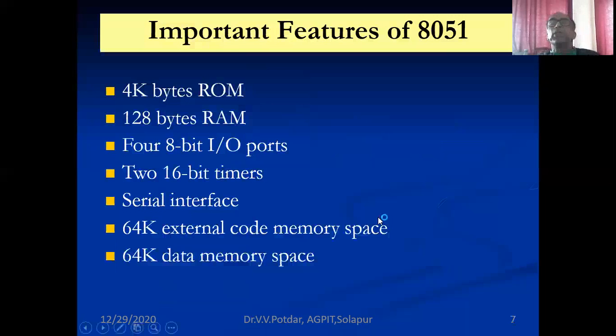What are the important features of 8051 microcontroller? 4K bytes of ROM, 128 bytes of RAM, 4 8-bit input-output ports, two 16-bit timers, serial interface, 64K external code memory space, 64K data memory space. So these are the important features of 8051.